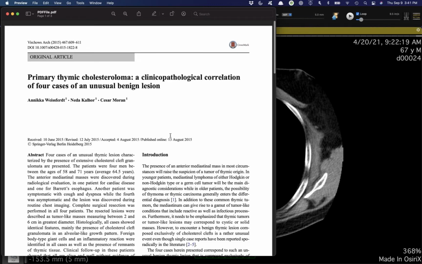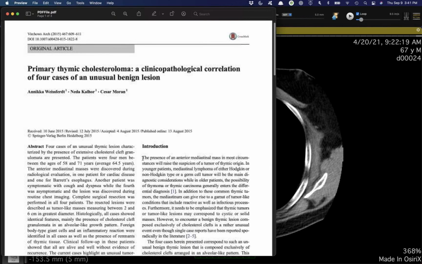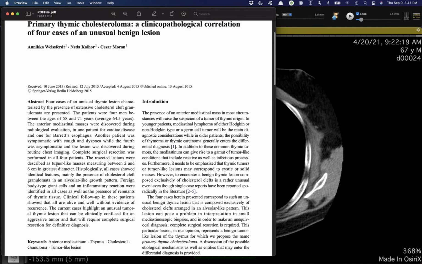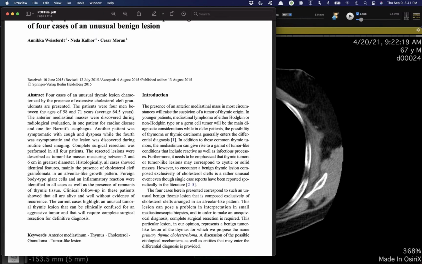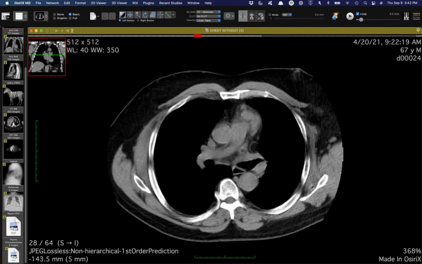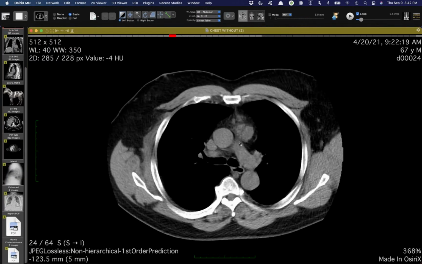Here was one case series, and our pathologist had apparently come across this, but it's benign. It's, as they say, tumor-like. And these cases all seemed similar. They had masses between 2 and 6 centimeters, and they just have these cholesterol cleft granulomas with a foreign body giant cell reaction. So the question is whether these thymic cysts become inflamed, and then develop this granulomatous reaction and this inflammatory reaction, but nobody really knows. But now you have one for your teaching file.